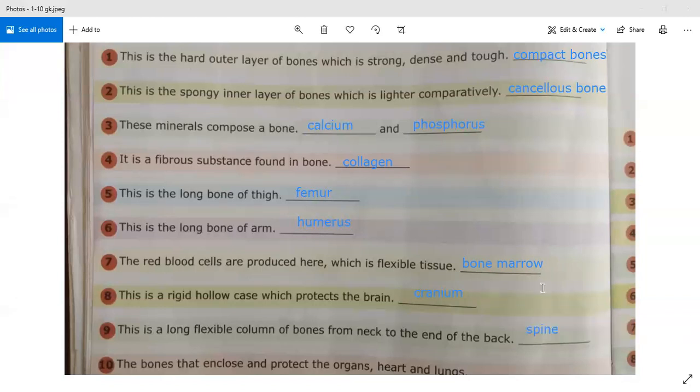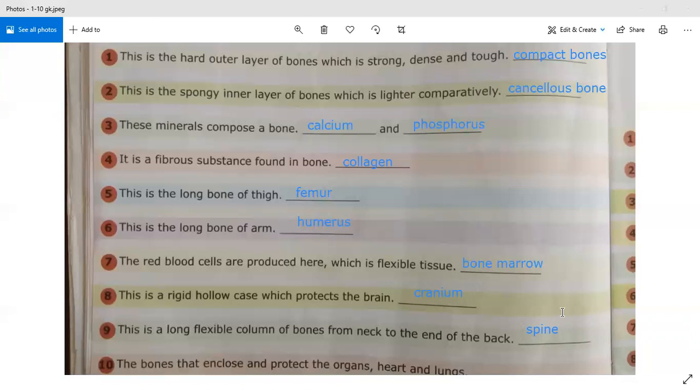So there is a bone which is very long. It is a flexible column. It starts from our neck and goes to the end of the back. Its name is spine. Whenever we sit, we should always sit straight. We should always keep our spine straight, otherwise we can have back problems. Even while walking, you should keep your spine straight. It is a physical mantra that whenever we sit, stand or walk, we should always keep our spine straight.